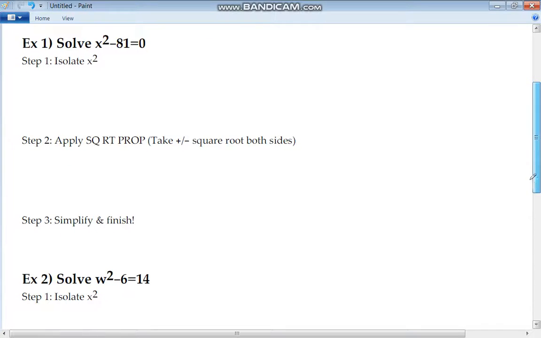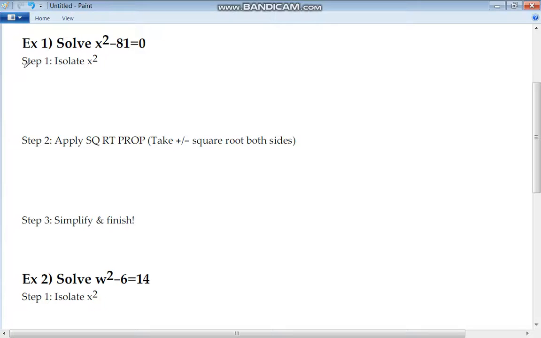Now here's our first example. Example 1, solve x squared minus 81 equals 0. So the idea is that there's an x squared in this equation, but there's no x. So this is actually a very easy equation to solve since there's no x. We can use the square root property.